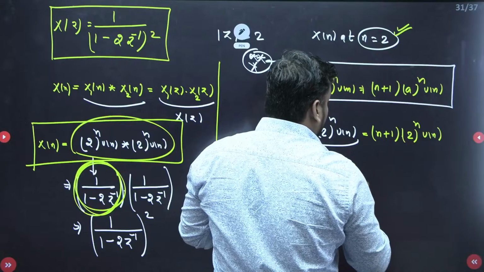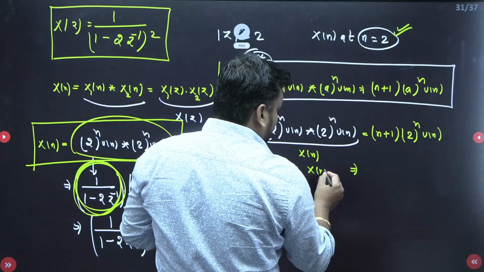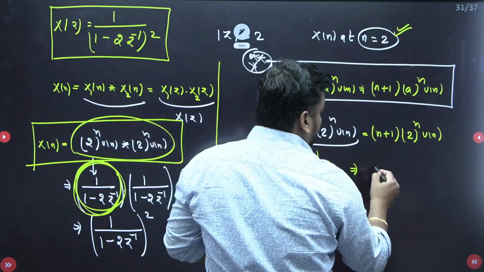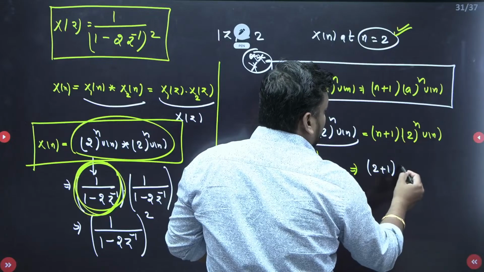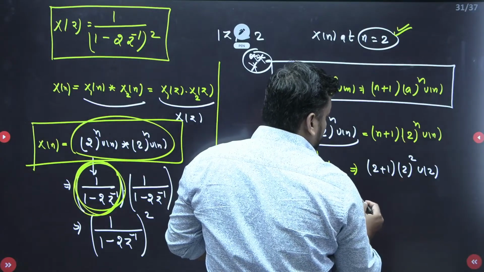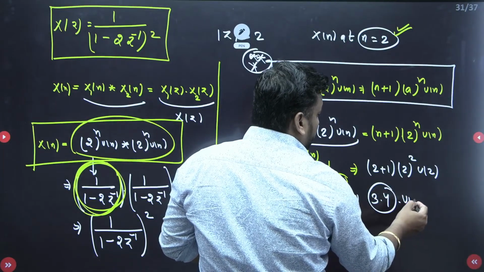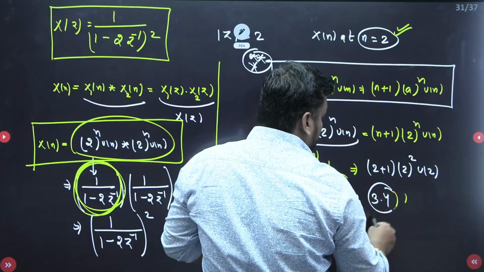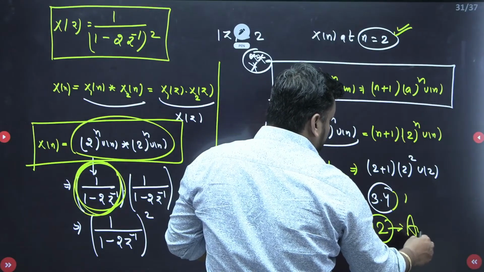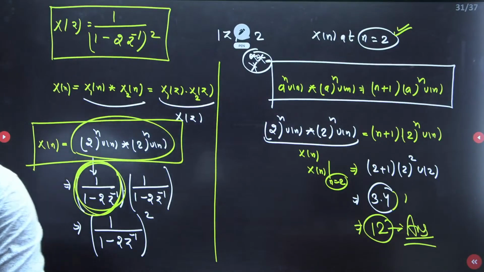So your n value is what, guys? Your n value is 2. So you should write here x of n at n equal to 2. So you will get 2 plus 1 into 2 to the power 2 into u of 2. So what is 2 plus 1? 3. And 2 whole square is 4. 4 times 3 is 12. u of 2 value is 1 only. So the correct answer for this question is 12 only. Very good. Z transform property based question, easy question.